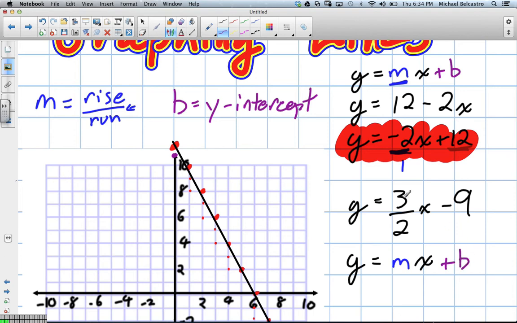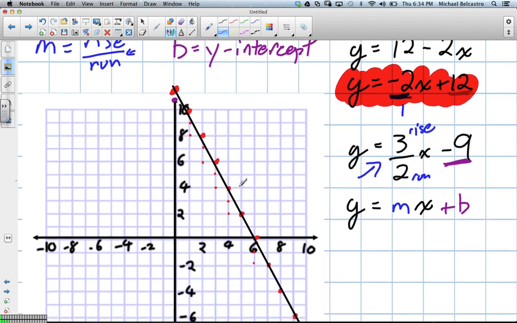Yeah, it is. Okay, so what is our m value here? 3 over 2. Okay, so I have a rise? Yes. What is it? 3 over 2. Yeah, I have a rise of 3 and a run of 2. Are they positive, negative? Positive. Okay, and what's my y-intercept? 9. Well, negative 9. Very important, that negative. Okay, so negative 9.